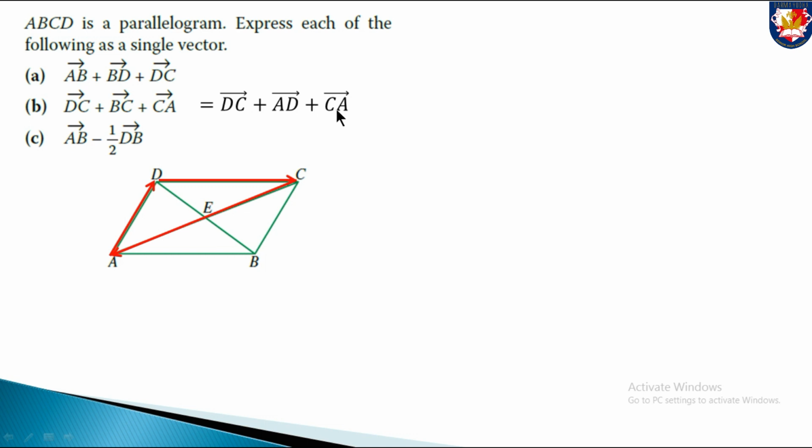DC plus AD plus CA. We can write it down as DC plus CA plus AD. We move vector CA to the middle and vector AD to the back. So in this, the terminal point of the first vector meets the initial point of the second vector in this point, and the terminal point of the second vector meets the initial point of the third vector in this point. So the vector resultant is from D to D. Start from D to here, to here, to here, and end at D. So the vector resultant as a single vector is vector DD, or equal to vector 0.